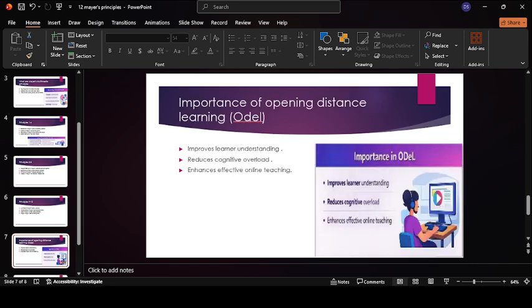Now, what is the importance of Mayer's principles in ODL? It improves learners' understanding. It makes learners able to learn at their own pace, it reduces cognitive overload, and it enhances effective online teaching.